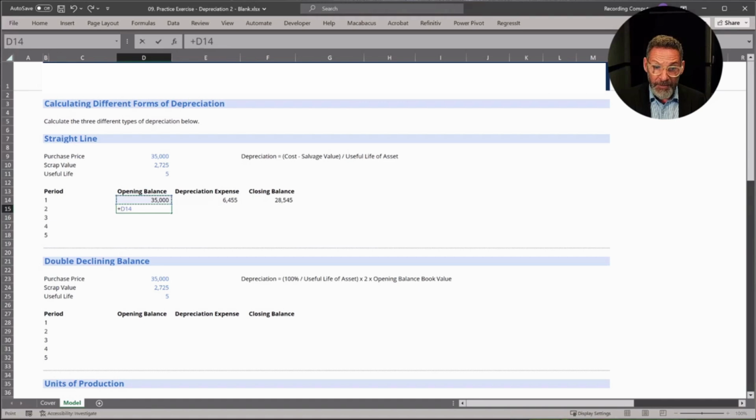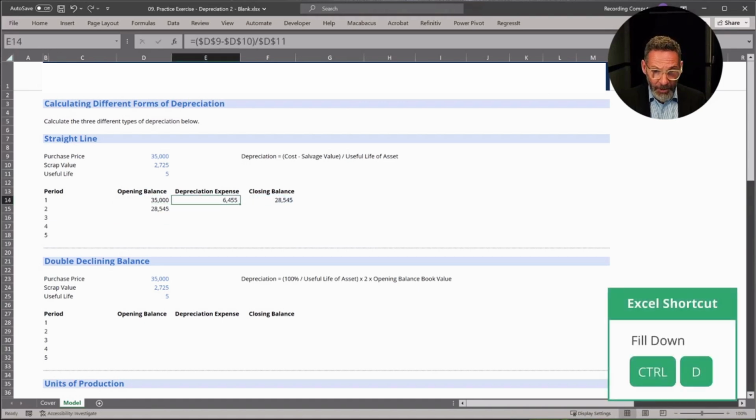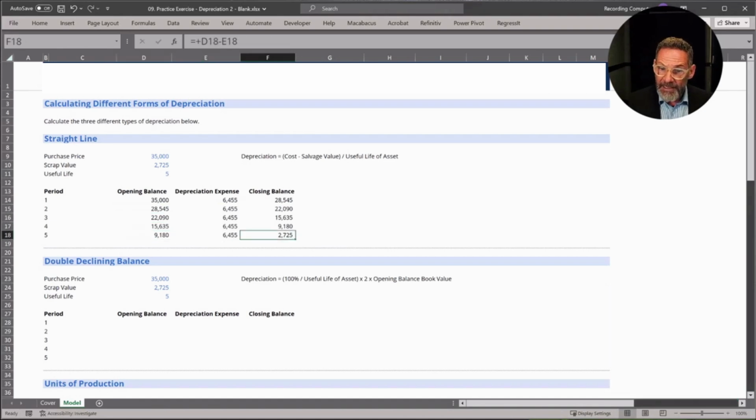Our closing balance for the period is simply the opening balance minus the depreciation expense. The opening balance for the next period is the closing balance from the previous period. We can copy down the depreciation expense. We know it's straight line, so it should be the exact same number. And then we can copy it all down. And we know we've done it right if at the end of the useful life, the amount that's the closing balance matches the scrap value, which was $2,725. Now let's do double declining.